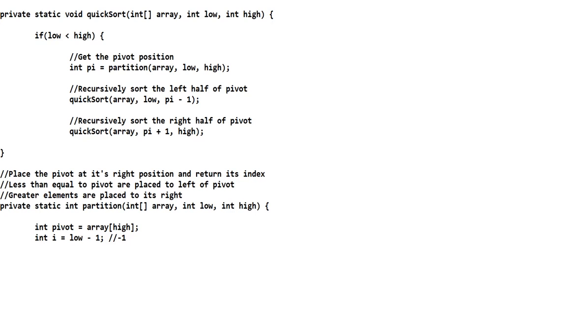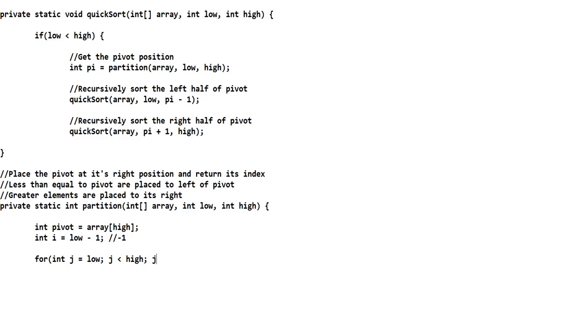And then now we're going to loop through all the elements of the array from left to right. So for integer j is equal to low, our last element is the pivot element, so we are going to loop from 0 to n minus 2. So j is equal to low, j less than high. If high is 6, if we have elements from 0 to 6, we're gonna loop from 0 to 5.